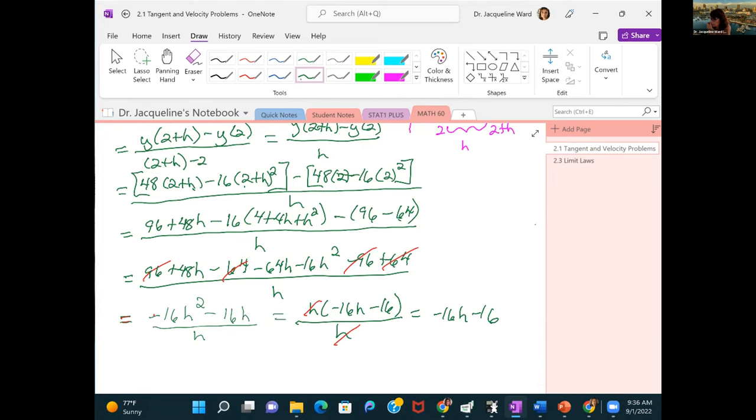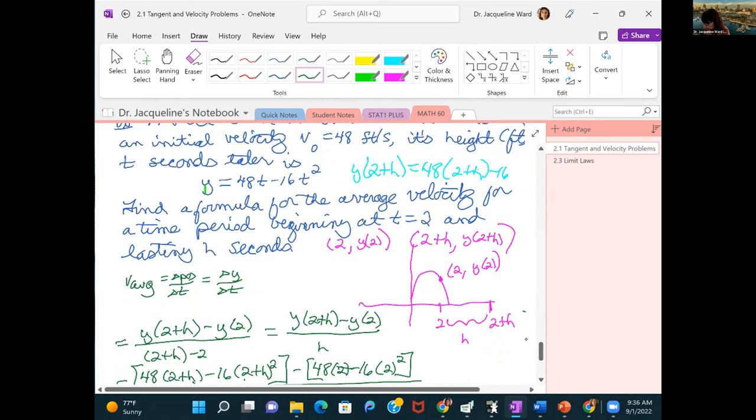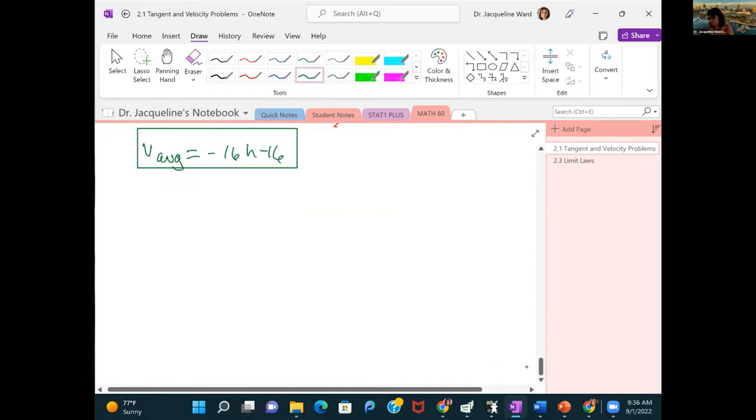Okay, so this is a formula. Oops, I had one wrong. For the average velocity. Just going back to what we're doing, finding a formula for the average velocity. So there's a formula for the average velocity.